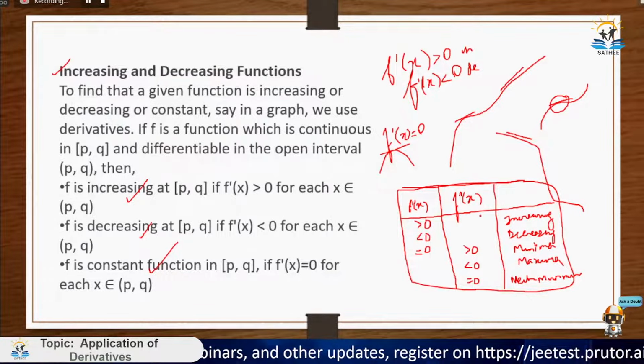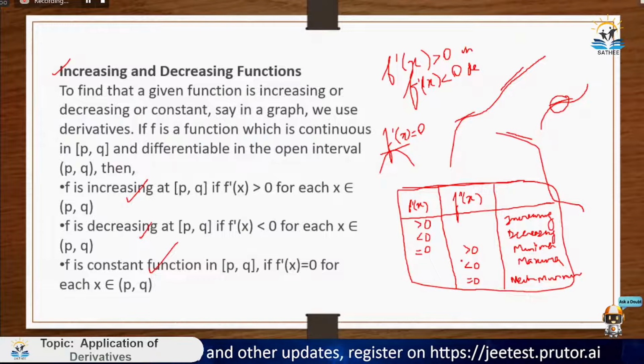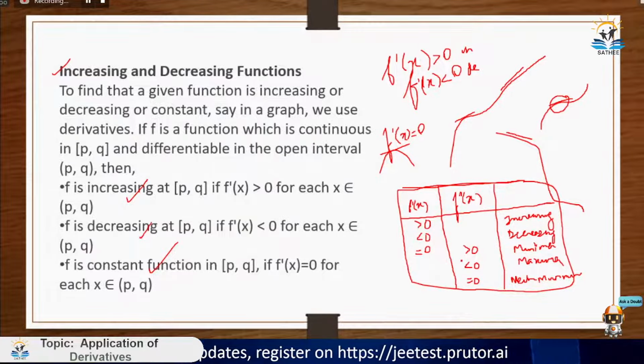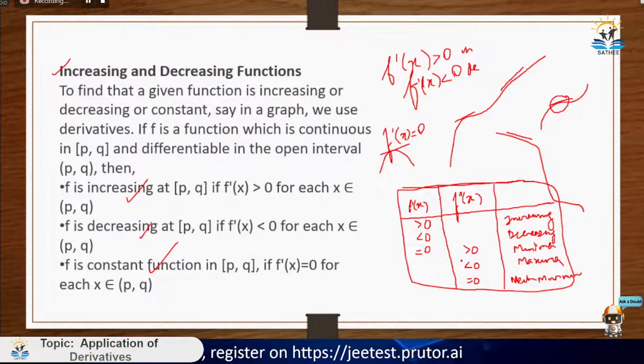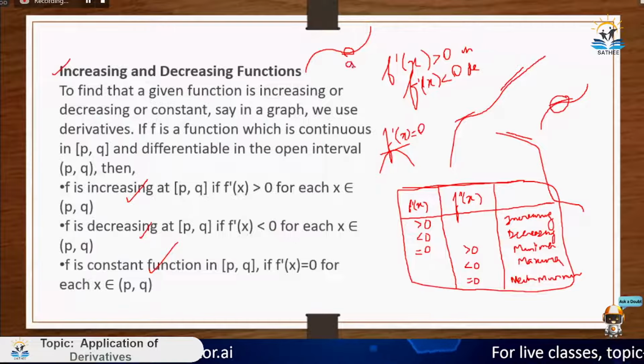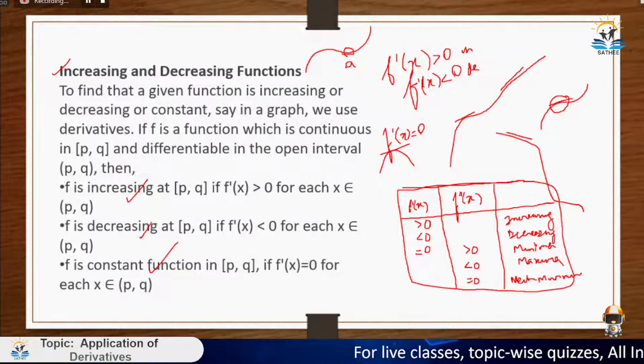But you have to capture this point: f double dash x basically tells you about the concavity of the curve. If f double dash x is changing at some point, then the concavity of your curve is changing. Like, let's say your curve was initially like this and then turns like this. Let's say this point is A. At this point, f double dash x will change from positive to negative or from negative to positive, which defines that the concavity is changing.